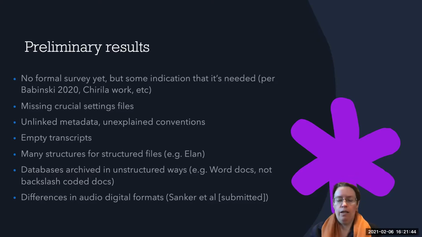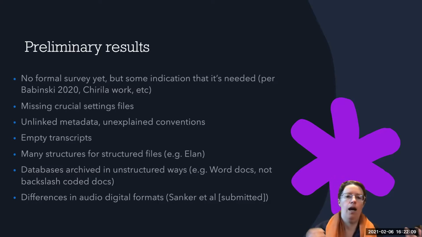We find things like many structures for different types of structured files. For example, ELAN transcripts can be structured in many different ways, and that's part of the structured data that ELAN produces. But when these files are structured in different ways, that produces issues for computational output and computational work with those files. We find databases that had structure archived in unstructured ways.